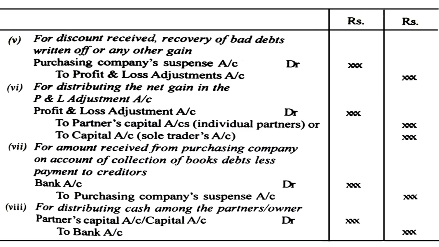Then for amount received from purchasing company on account of collection of book debts less payment to creditors, bank account debit to purchasing company suspense account. Then the next entry for distributing cash among the partners or owner: partners' capital account debit to bank account.